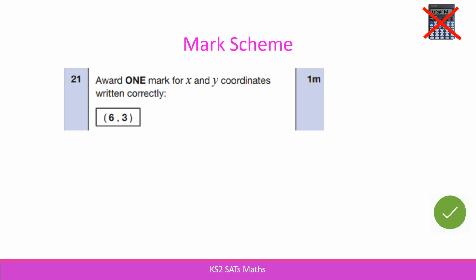The mark scheme on this question shows the answer is 6, 3. This is 1M, which means 1 method mark, so you can only get 1 mark for getting both the x value and the y value correct.